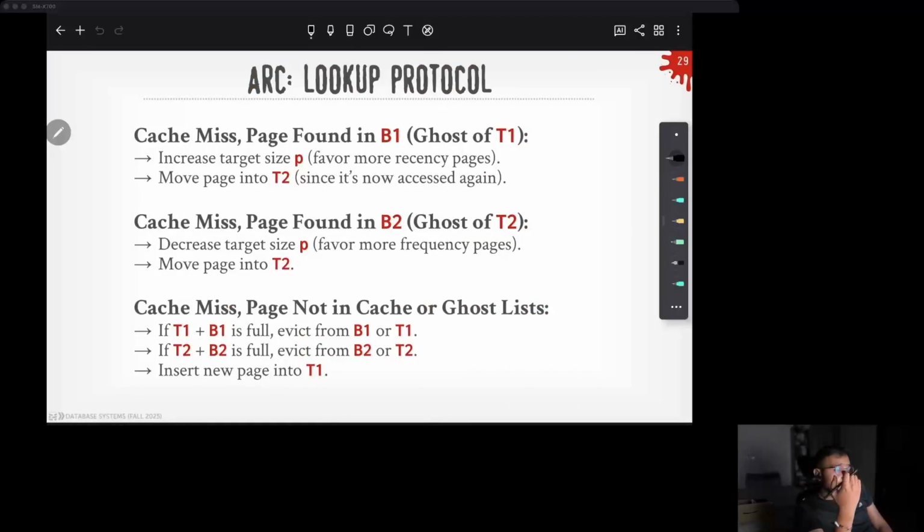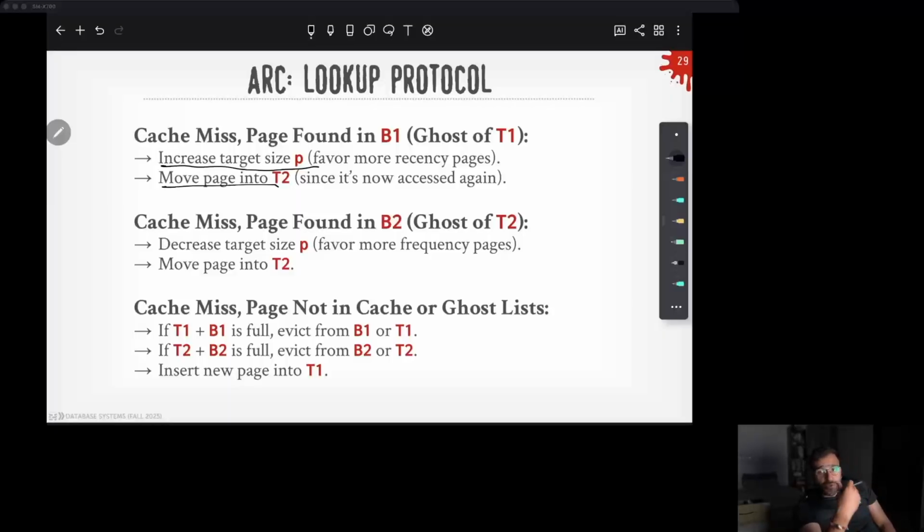Now, let's assume you did not find the page in T1. You did not find the page in T2. What do you do? You go to B1, the ghost of the recency list. If you find that page there, you realize that the page is lying in the ghost list of the recency list, but it should have been in the recency list. So what do you do? You increase the parameter P. So you increase the size of P in favor of the recency list so that the recency list can hold more pages. And you move the page to T2 because it has been accessed again. Because now you don't move it to T1, you move it to T2.